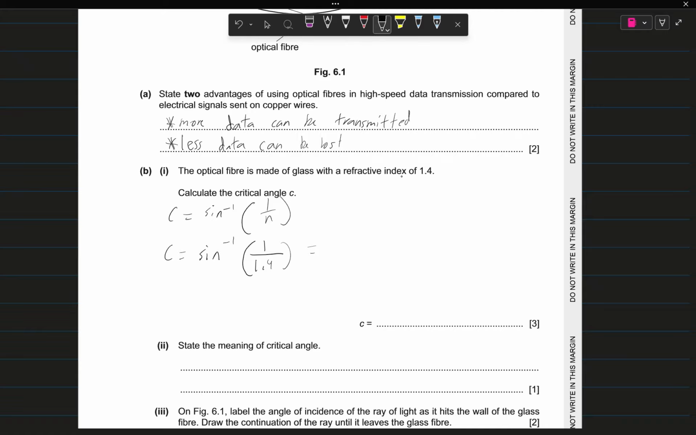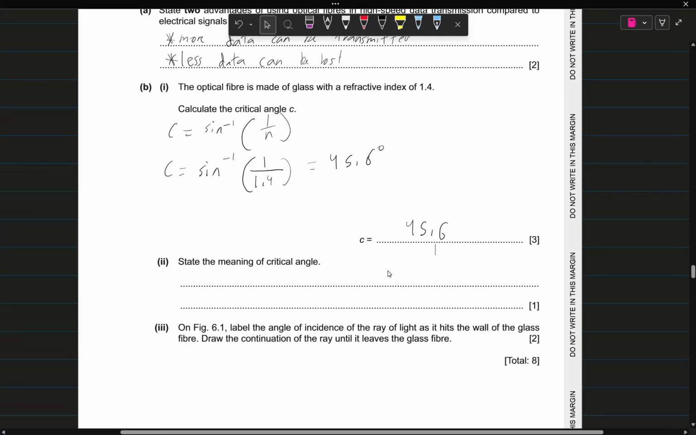Okay, plug that into the calculator. And that would be 0.79, but that's in radians, so I'll have to convert that, which would be actually 45.6 degrees. Make sure that your calculator is in degree mode and not in radians.